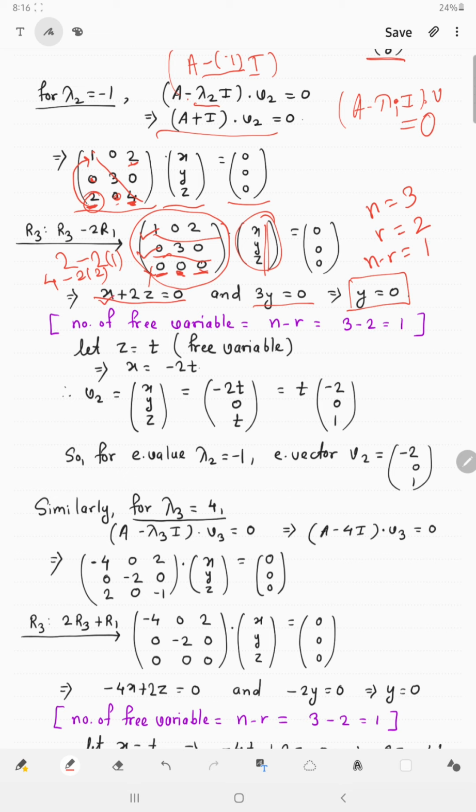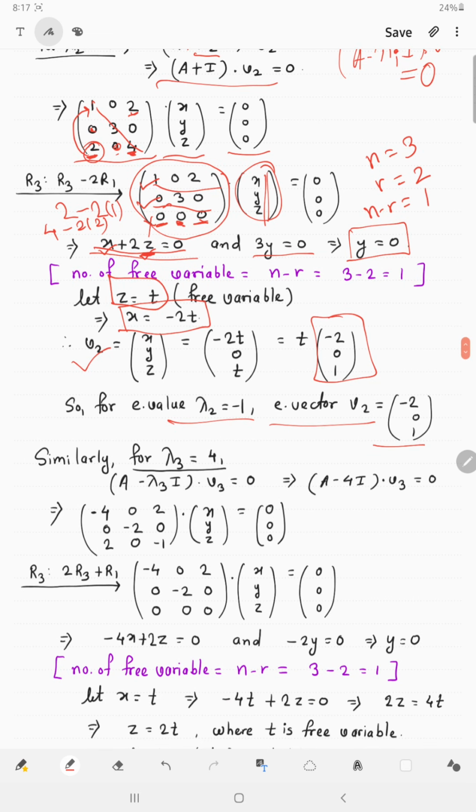I will take either x as free variable or z as free variable, but for the sake of our calculation I take z equal to t. Putting the value of z equal to t in this equation, I get x equal to minus 2t. So v2 is x y z, which is minus 2t, 0, t. Taking t common, I get minus 2 0 1. So for eigenvalue lambda 2 equal to minus 1, I get eigenvector v2 equal to minus 2 0 1.